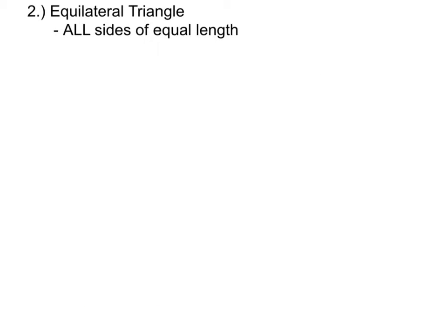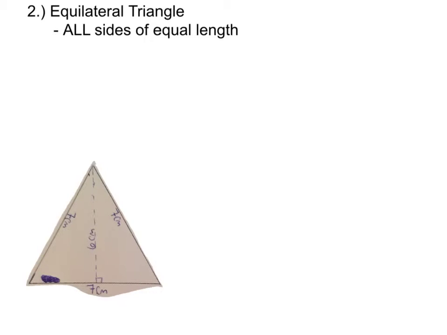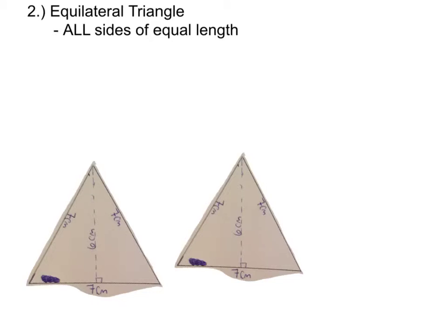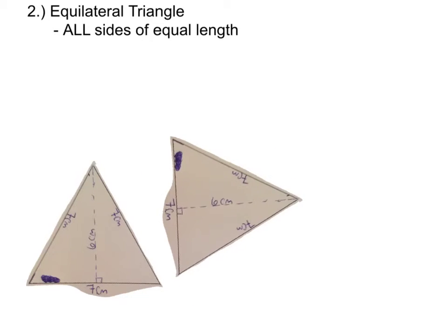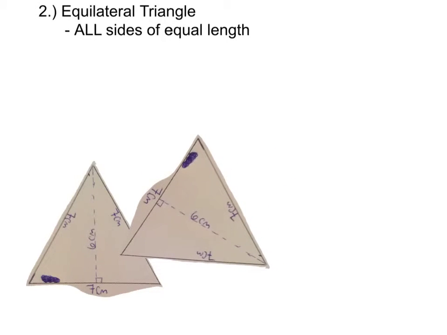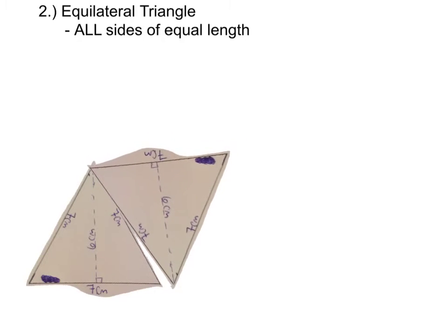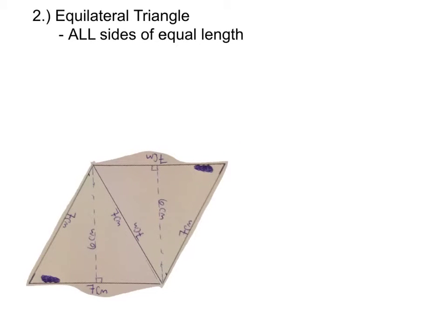A second type of triangle is called an equilateral triangle. An equilateral triangle has all sides of equal length. Here is a type of equilateral triangle. Each side has 7 centimeters in length. What happens if we copy this triangle and duplicate it? Now we have the second equilateral triangle copied and duplicated. Now we're going to rotate it. Now we have our two triangles lined up.